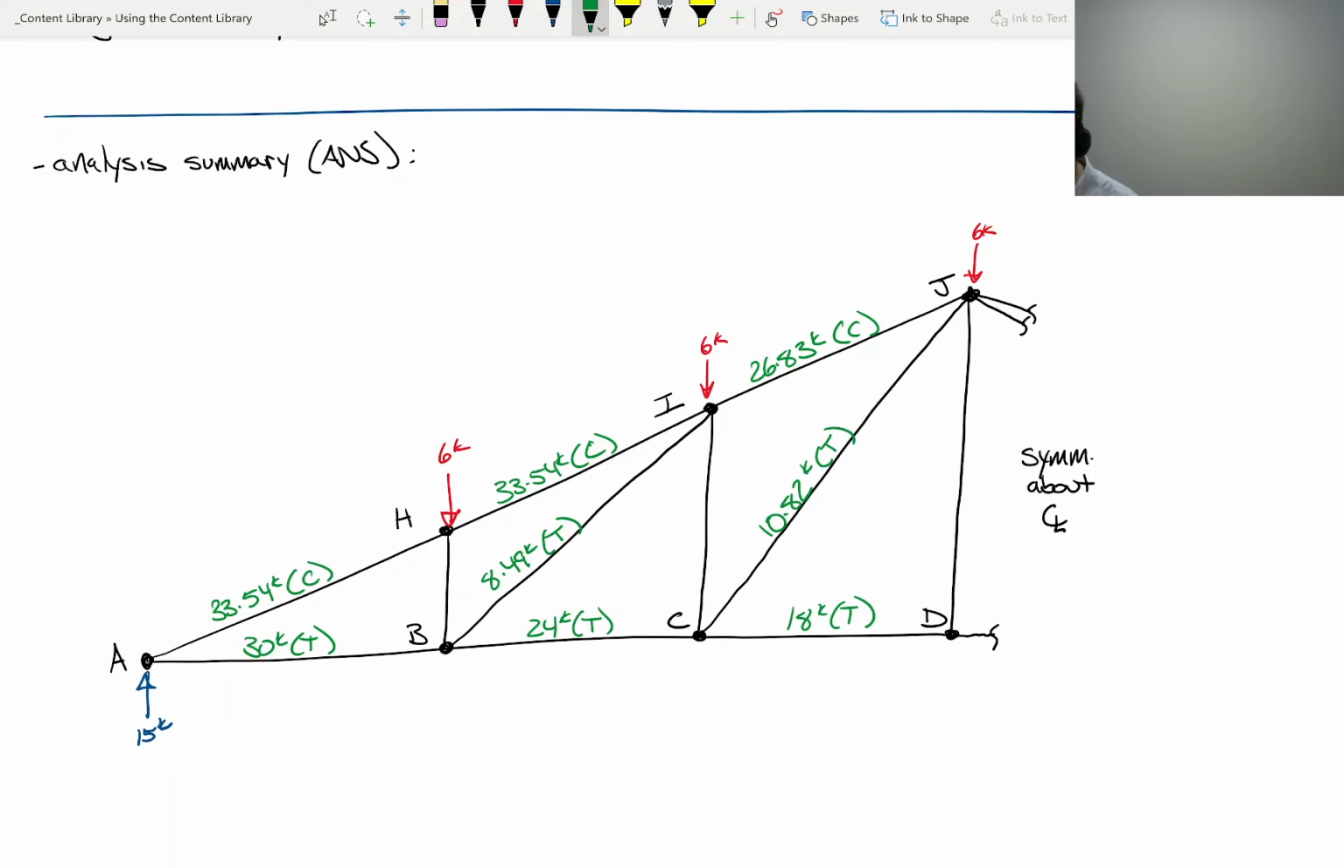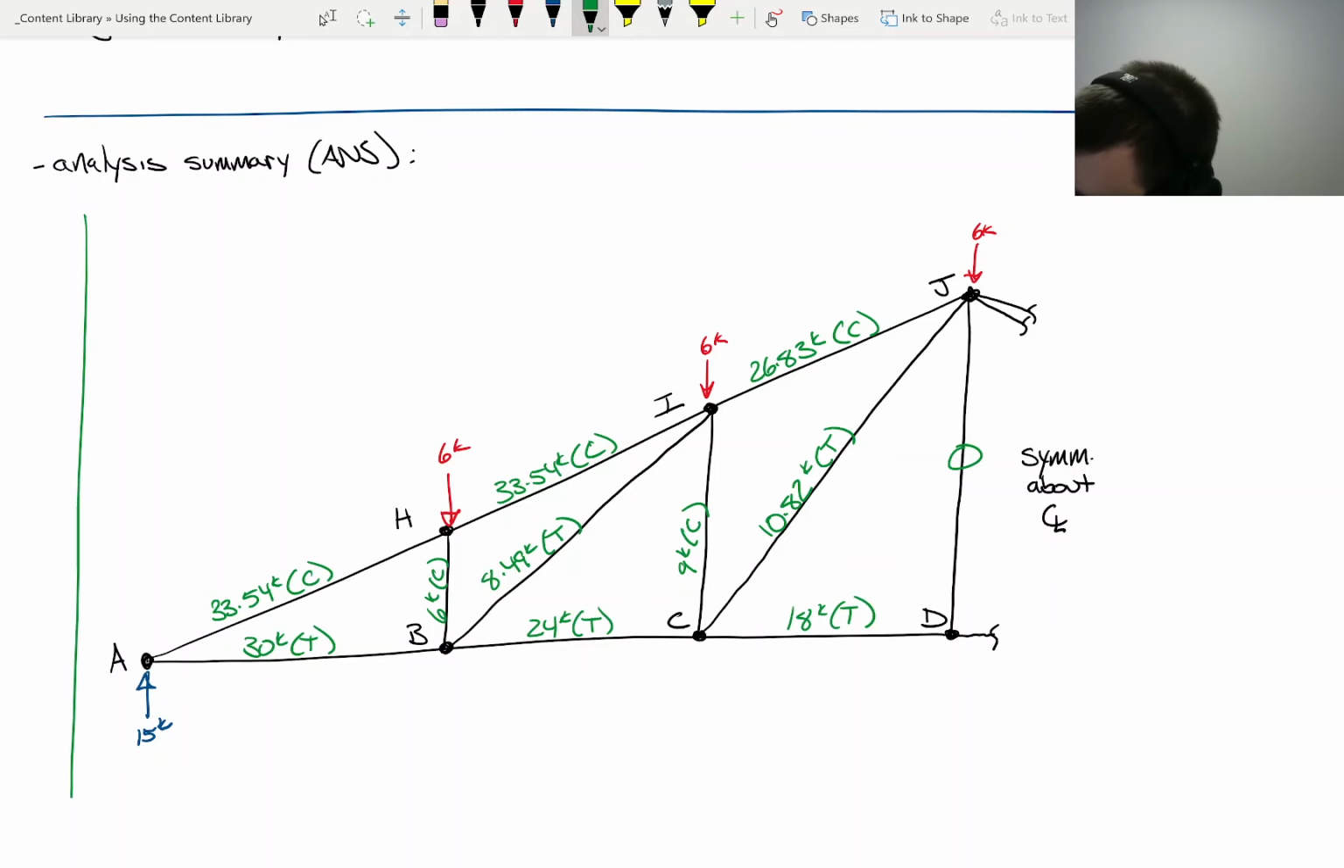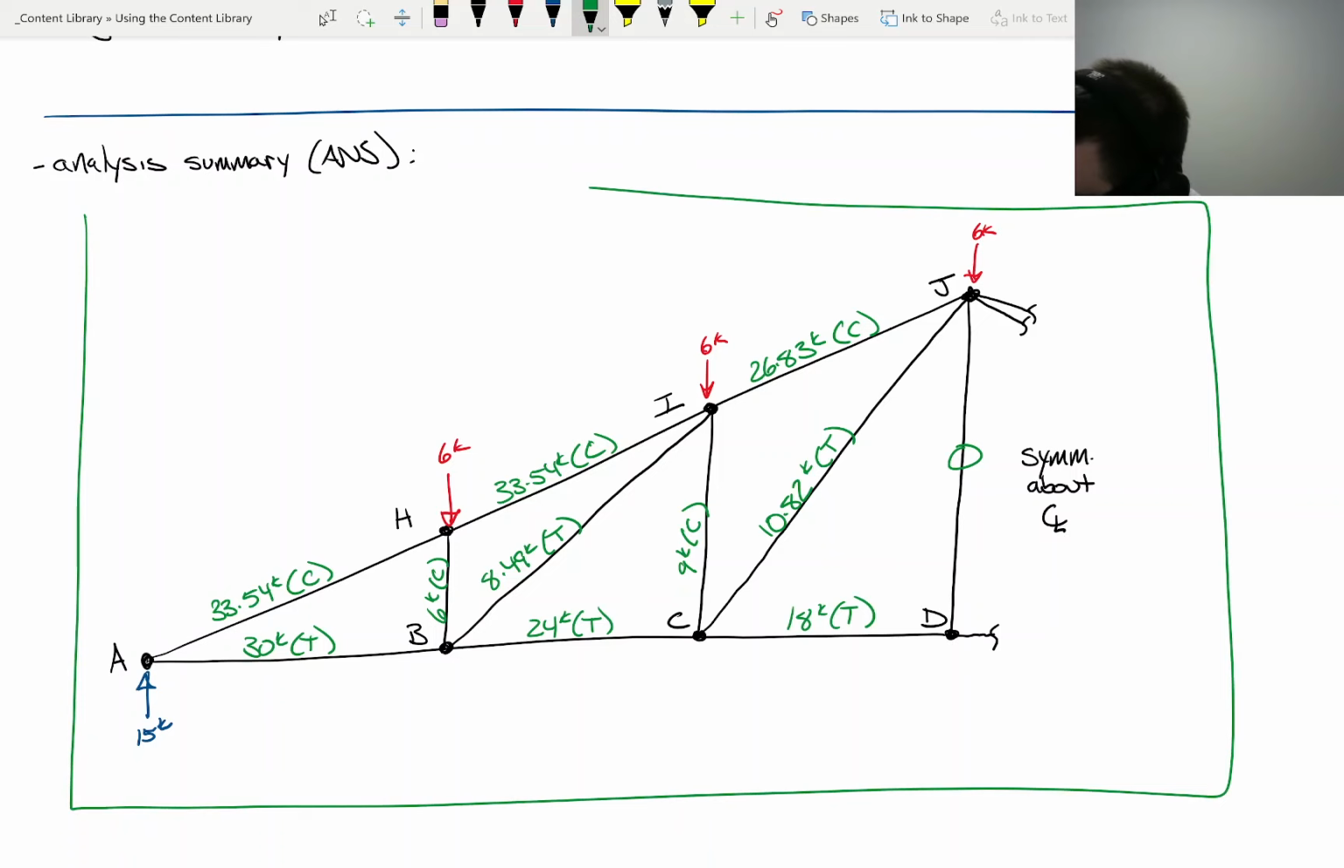There's that. Let's see, BH. So we'll draw that like that. Six kips compression, this CI 9 kips compression. And then the way that I indicate zero force members is I just do that to indicate that it's zero. And then this, that's your answer. Now this video is going a little long, and my apologies for that.